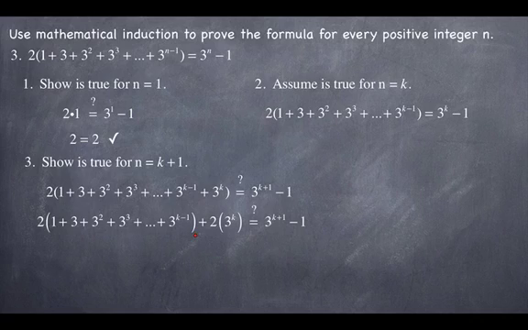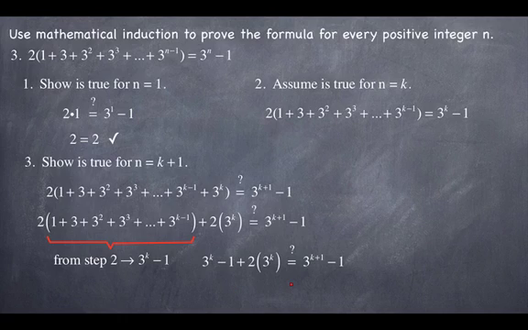And then from step 2, I know that all this, what you see on the left-hand side here, is equal to 3k minus 1. So then this is what I'm going to be working with. This is what I want to show. I want to show that this left side is equal to the right-hand side. Not enough room, so I'm going to move to the next slide.